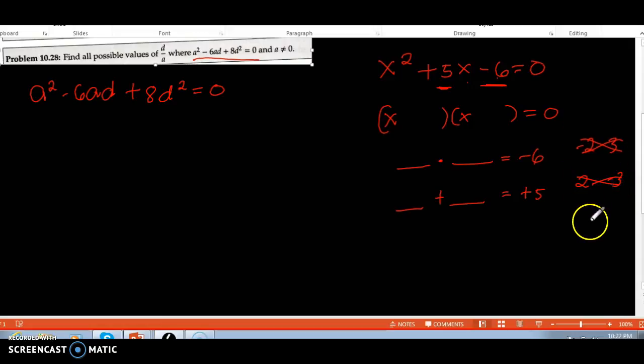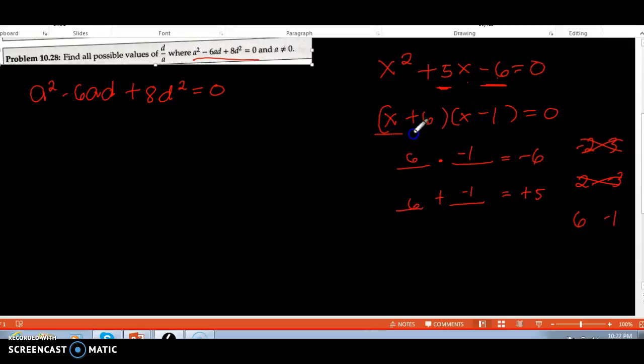Another factor of negative 6. So you can have 6 and negative 1. When you multiply, negative 6, when you add, you have positive 5. So there we go, we have a winner here. So this is going to be 6, and that's negative 1. And when you add 6 and negative 1, you'll get 5. So therefore, these are the two numbers that we're looking for. One is positive 6, and the other is negative 1.